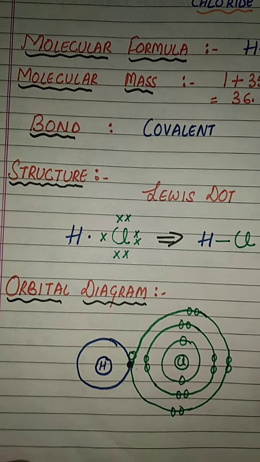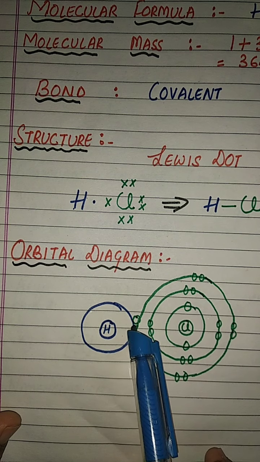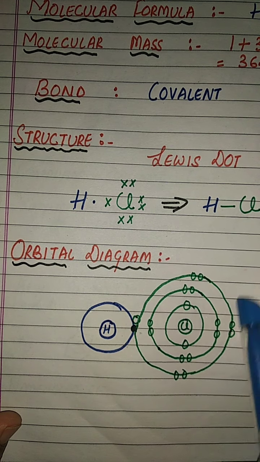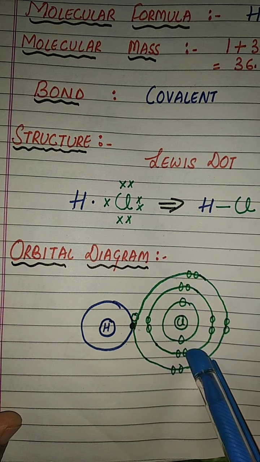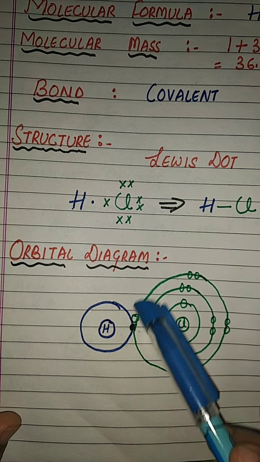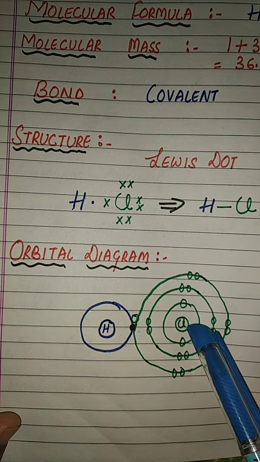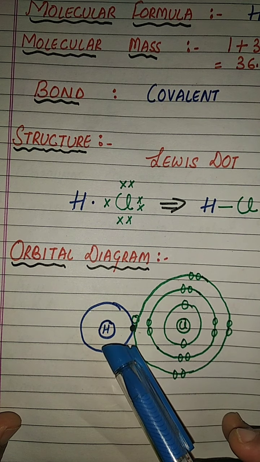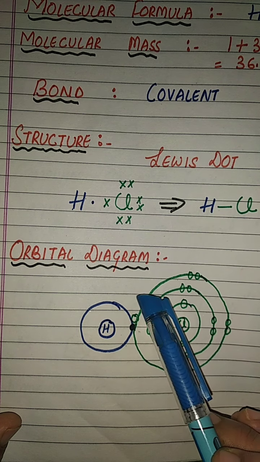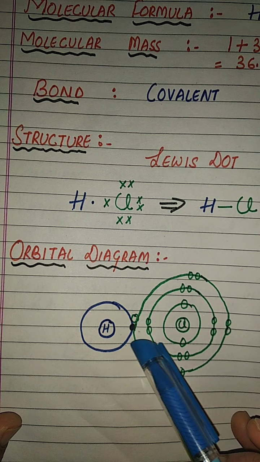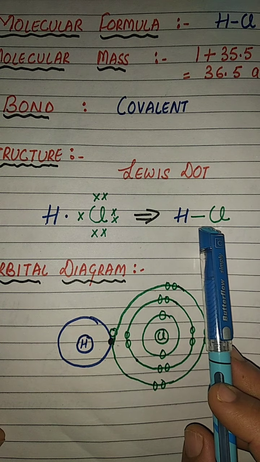following the duplet rule. Now regarding the orbital structure, hydrogen has only 1 shell containing 1 electron. Chlorine has 3 shells. In the first shell, 2 electrons are there. In the second shell, 8 electrons are there. And in the third shell, we have 7 electrons. So it will share 1 electron of hydrogen and become stable. Same way, hydrogen will share 1 electron of chlorine and become stable. The shared pair of electrons we will show in the overlap region, showing a bond between hydrogen and chlorine.